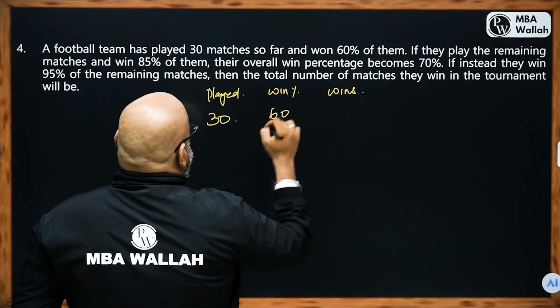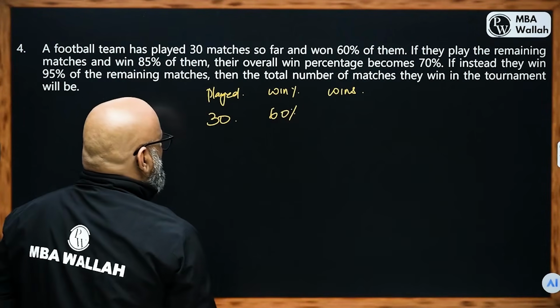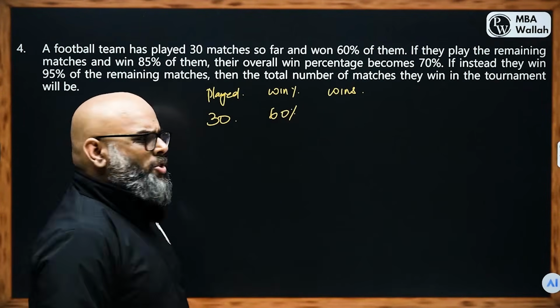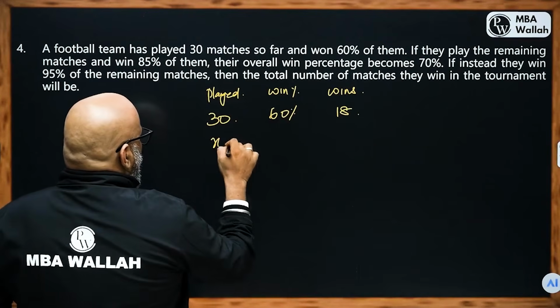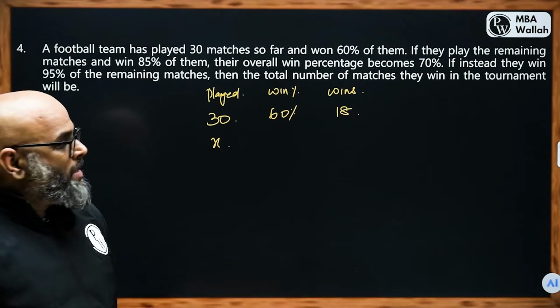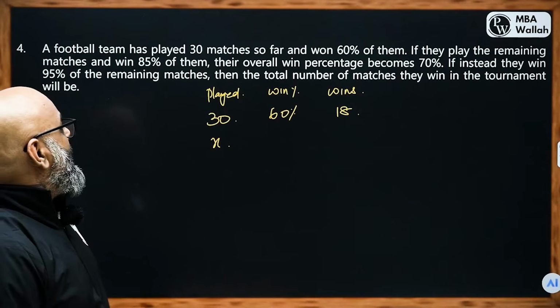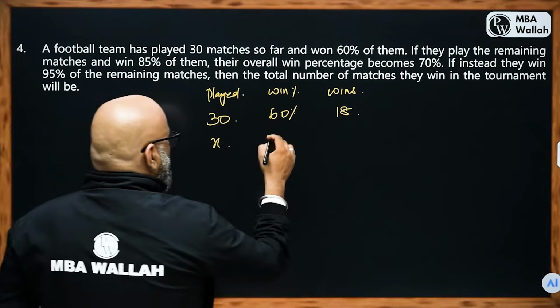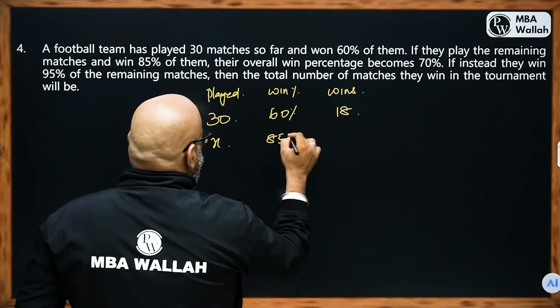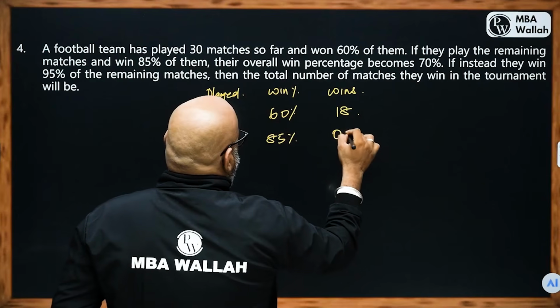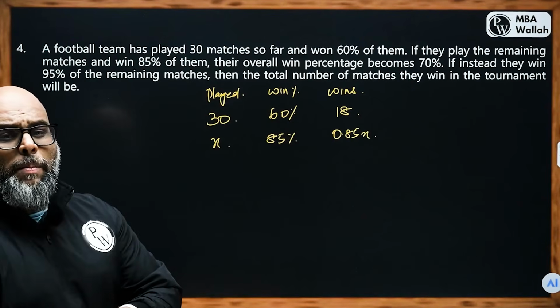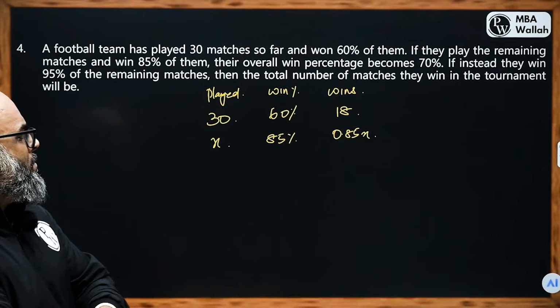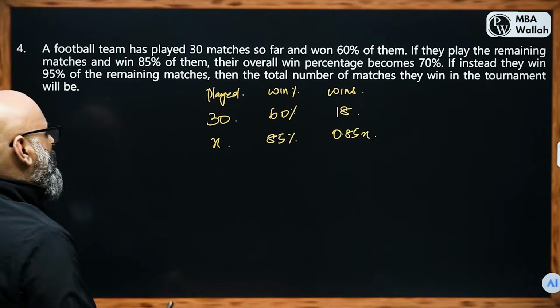Out of 30 matches, they have won 60%. 10% is 3, 60% is 18. Now they play X more matches, we don't know what X is. And they win 85% of them. So let me say this is 85%. So this will become 0.85x. The overall win percentage becomes 70. We are looking at 70% overall.